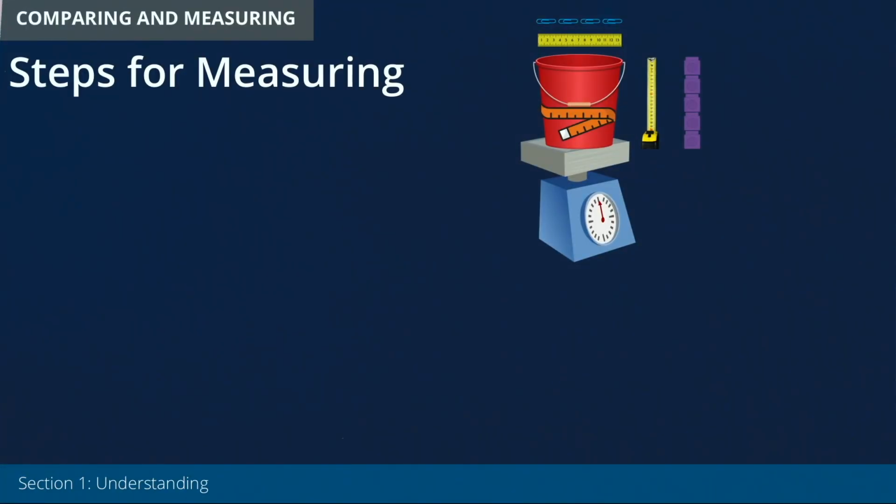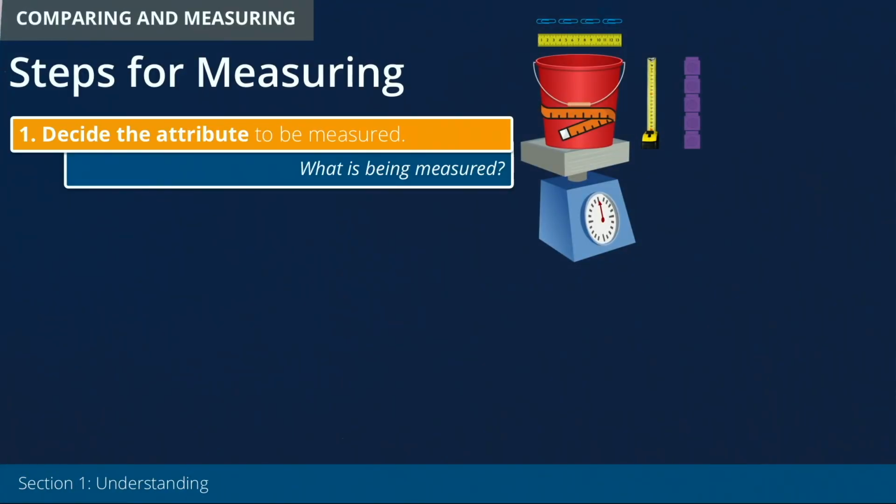So let's think about the steps for measuring. First, we want to decide the attribute to be measured. So our question is, what is being measured? In this picture, I might be measuring those paper clips, I might be measuring that bucket, or I might be measuring the height of those purple cubes.